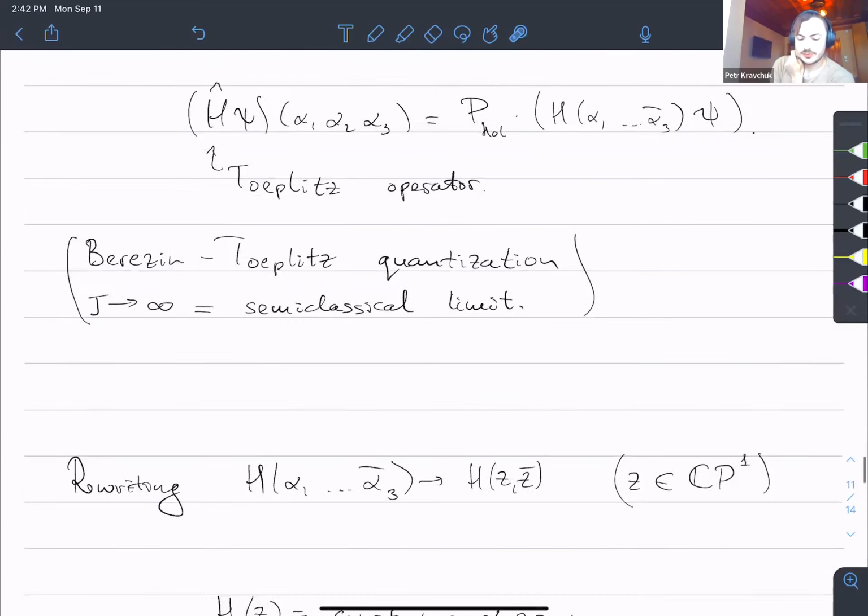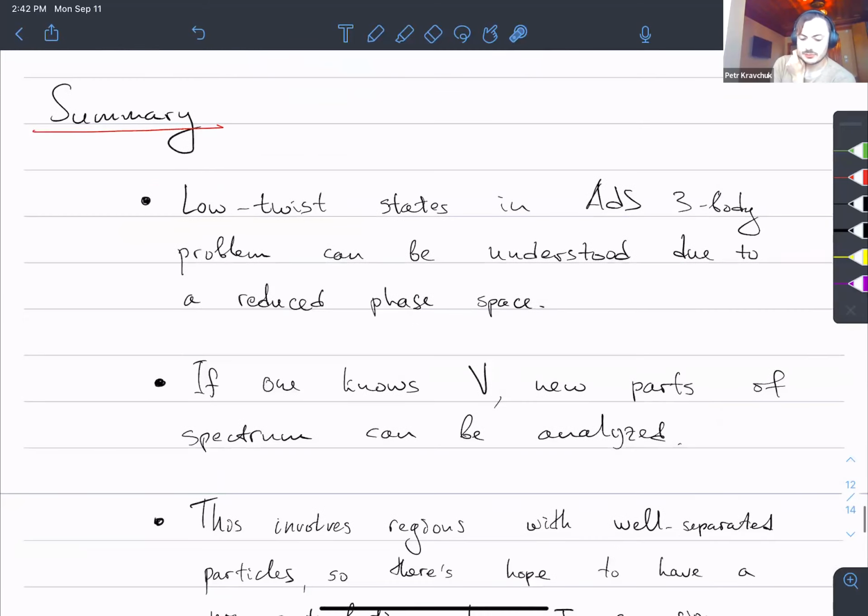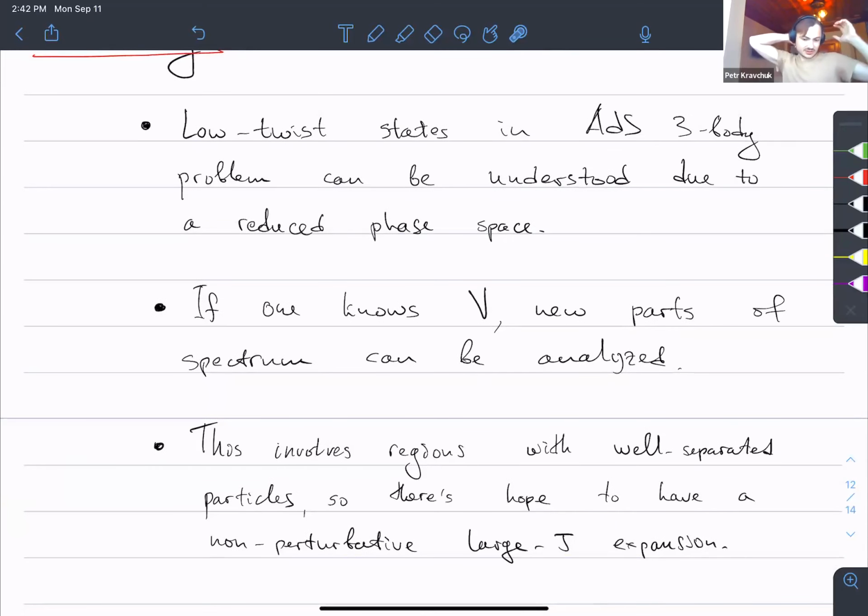All right. So, the summary of all this is that I think we can understand... My main point is that I at first thought that the three-body problem is hopeless from this point of view, but actually, for kind of trivial reasons in some sense, if you arrange this three-body problem by twist in AdS, then it can be understood because the phase space is very reduced. And this is kind of a quantum thing.